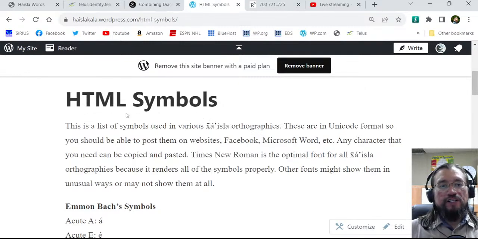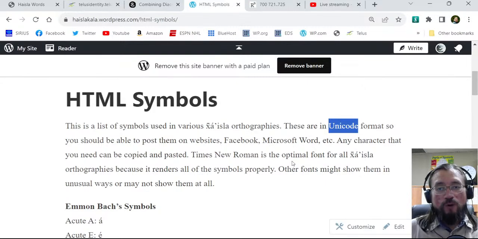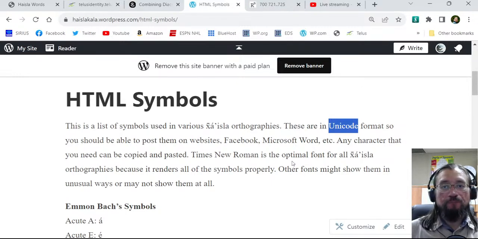So these are HTML symbols. They could also be referred to as Unicode. Unicode basically means it can be shared anywhere on any web page or in different programs, and it should appear the same way. There might be differences depending on what program you're using. But I'll just read out what I've written here at the top of the page.